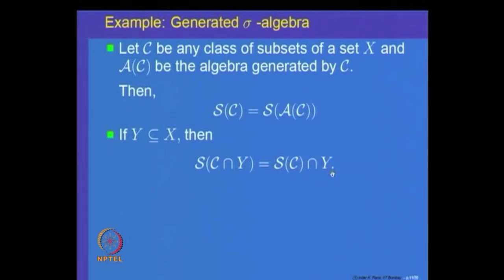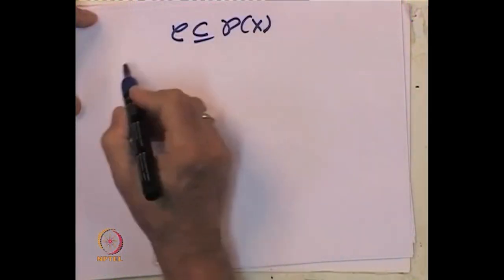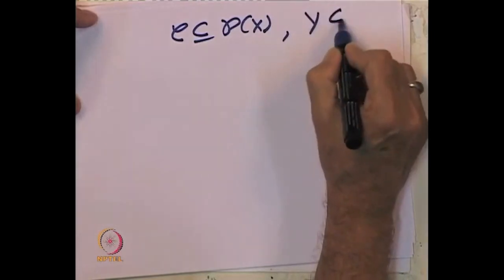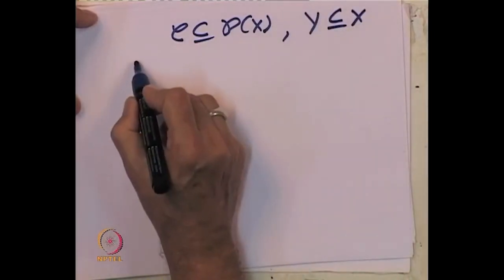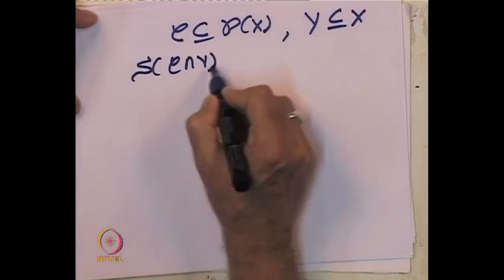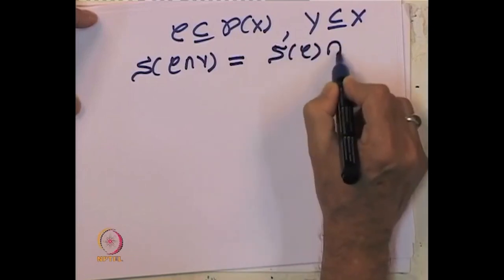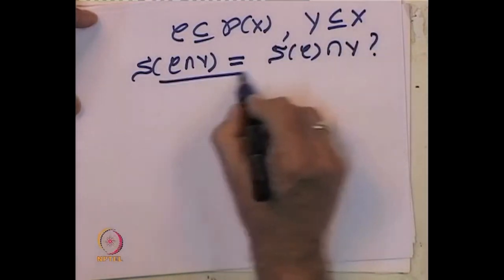So, let us give a proof of this fact. Let X be any set, C a collection of subsets of X, that is C is contained in P(X), and Y a subset of X. We want to show that the sigma algebra generated by C intersection Y is equal to the sigma algebra generated by C, restricted to Y. This is what we want to prove.